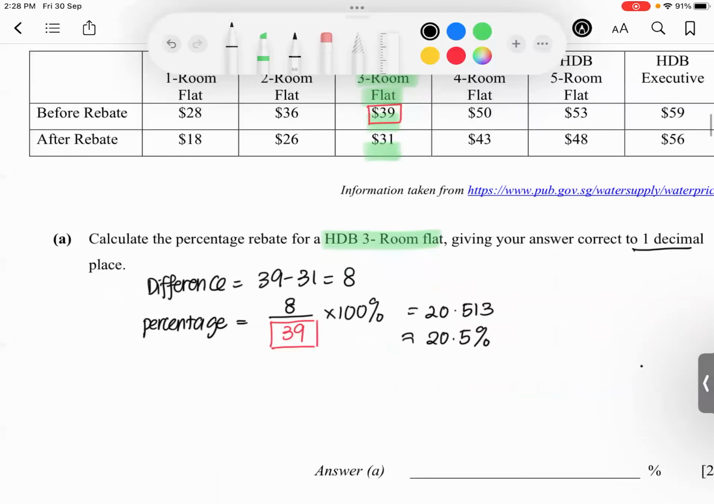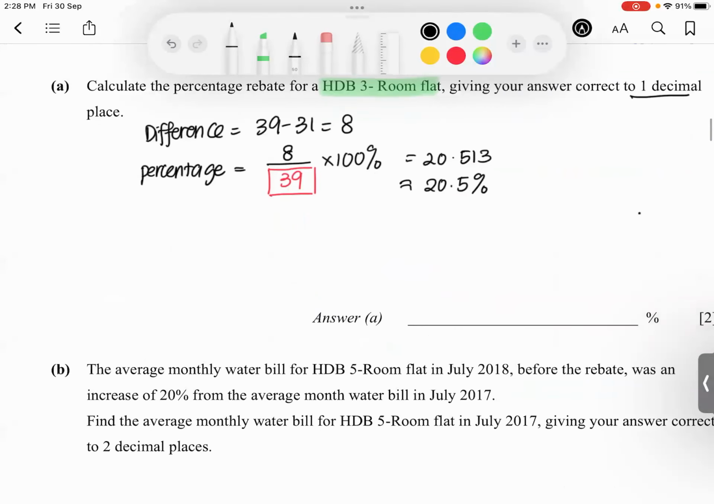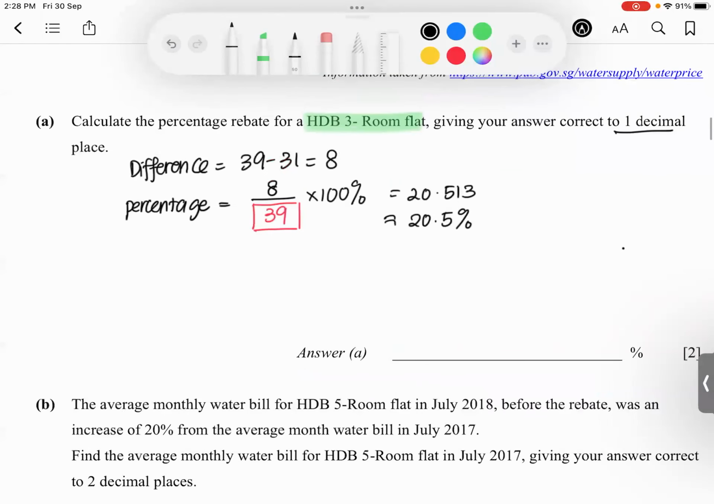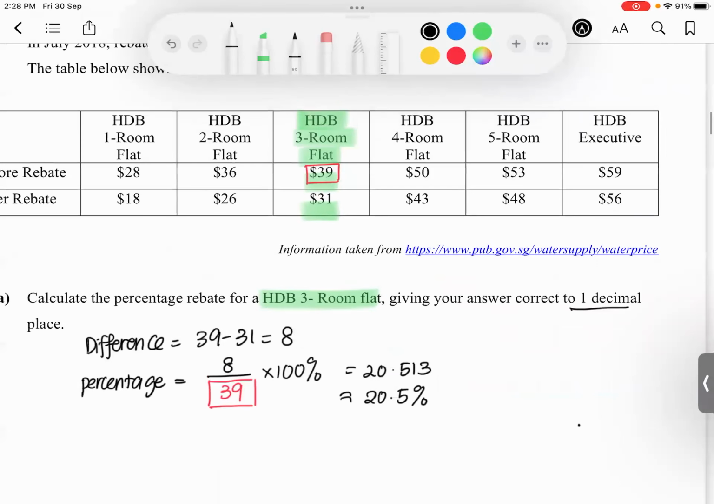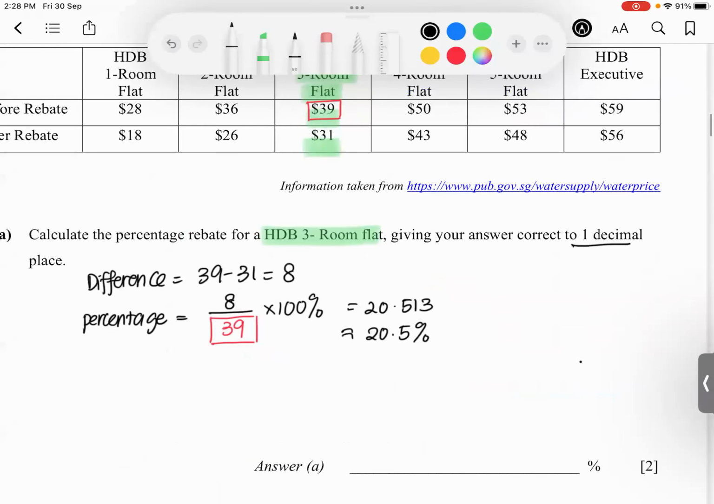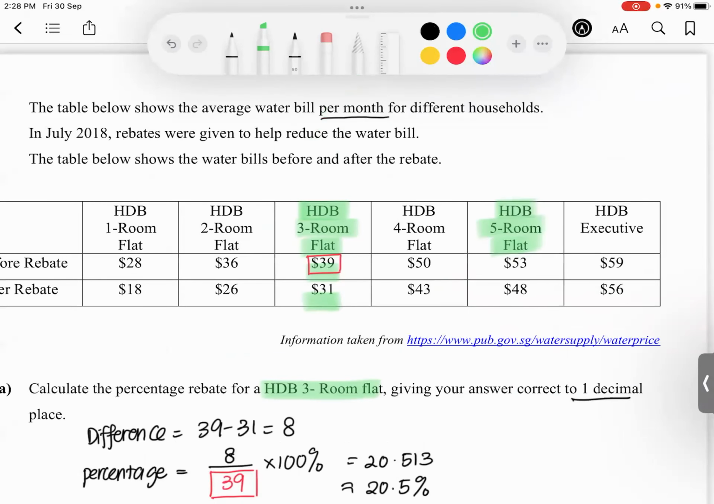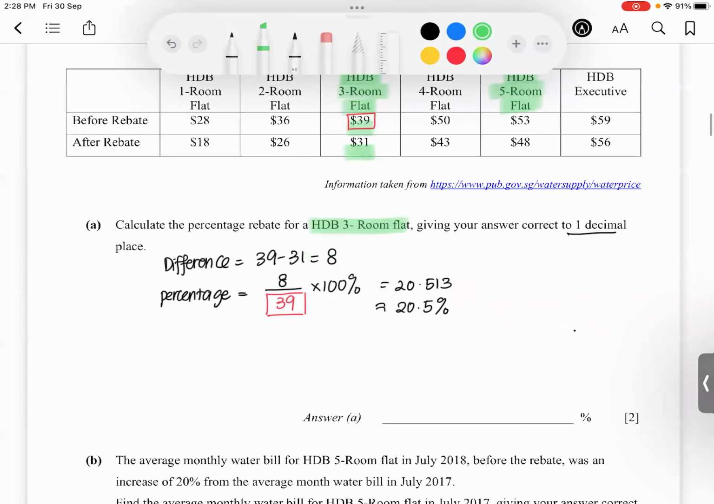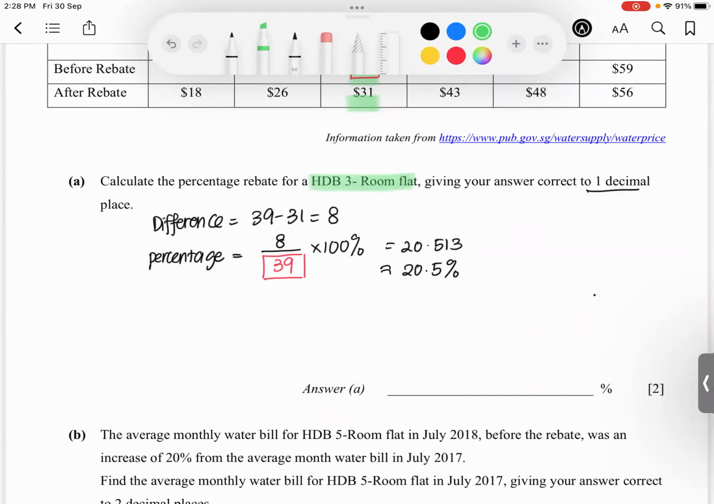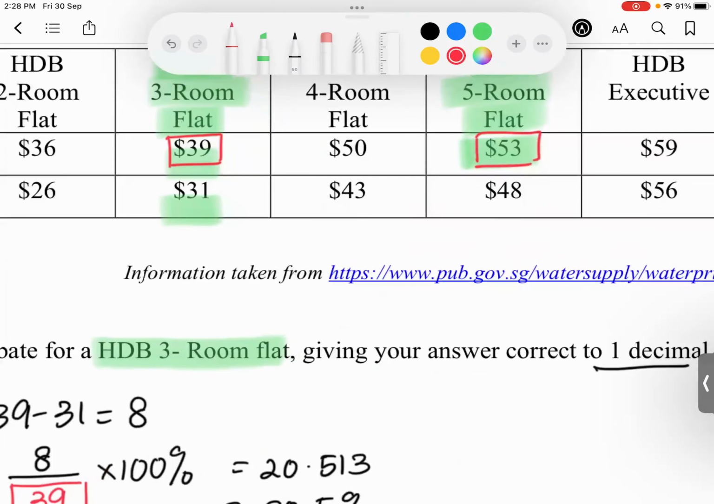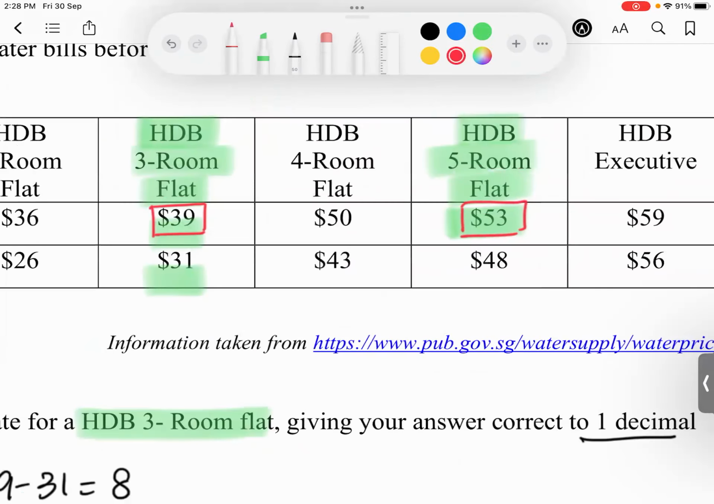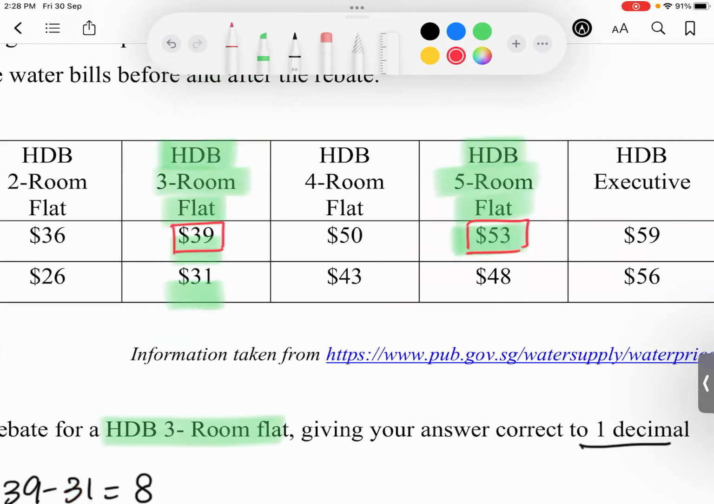All right. This one is HDB 5-room flat in July. This one is already in July, before the rebate. So that means I'm going to take the number before the rebate, which is $53. That's the one that's before the rebate. So in this case, I'm looking at my $53.